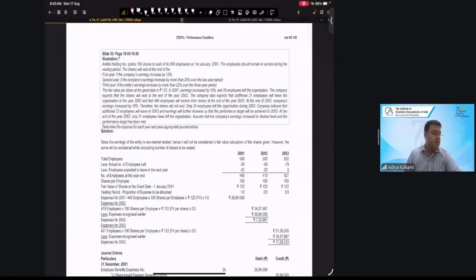Now, sometimes you may have certain conditions known as non-vesting conditions. They do not affect the entitlement. Okay, so example, a waiting period after the vesting period. That does not become a condition that affects entitlement because this is triggered only after the entitlement period is over.